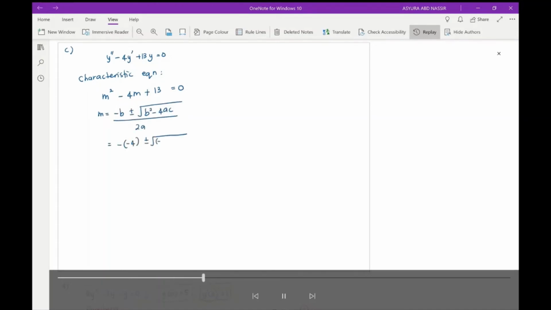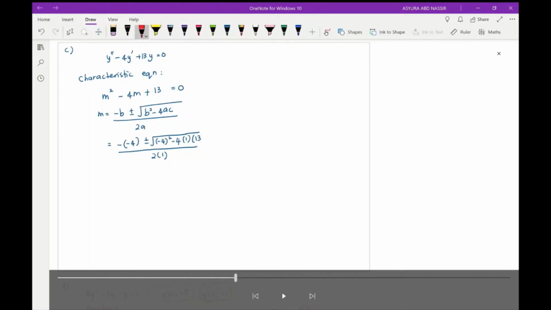Substitute the values. This is your a, a equals 1, b equals negative 4, and c equals 13. Then simplify and solve. You will get 4 plus or minus square root of negative 36, over 2.